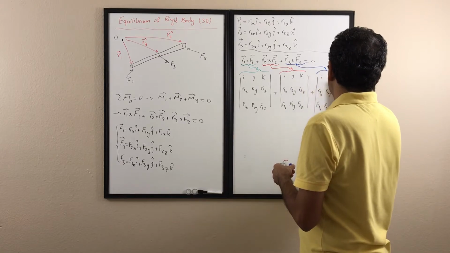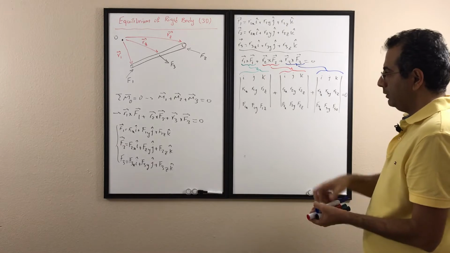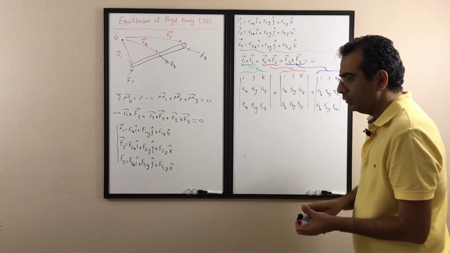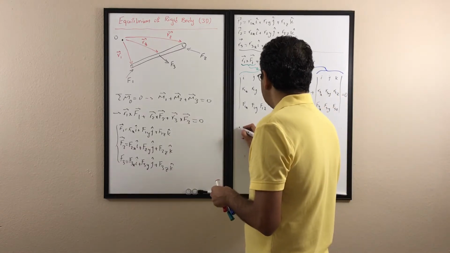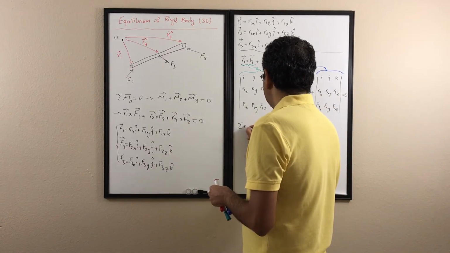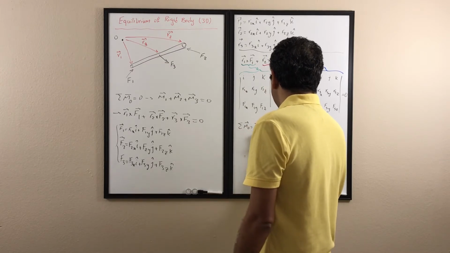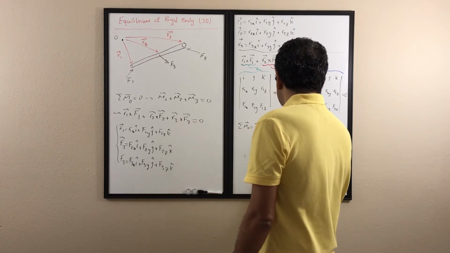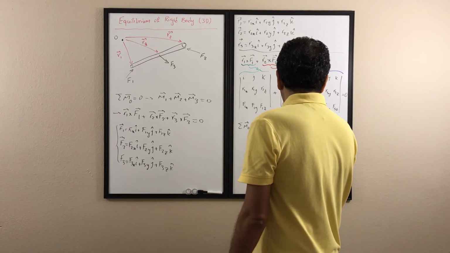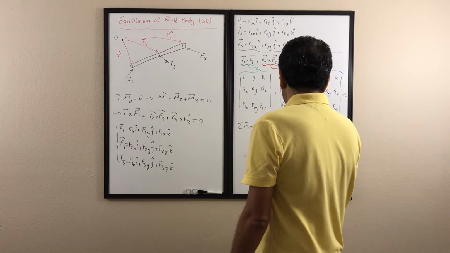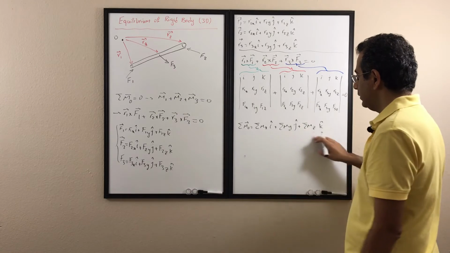So it's the third determinant. Each of these is one determinant. If we do the calculation and add them together, we will end up with something like that. So sigma M about O is going to be sigma Mx i plus sigma My j plus sigma Mz k. If you expand that and simplify it, you will get something like that.